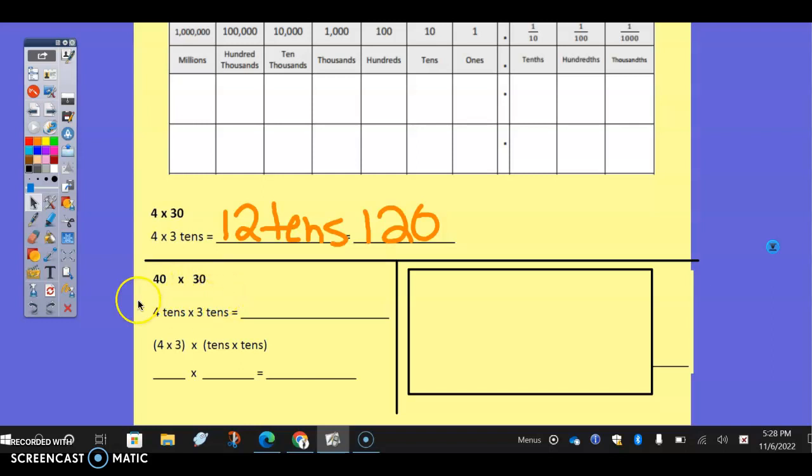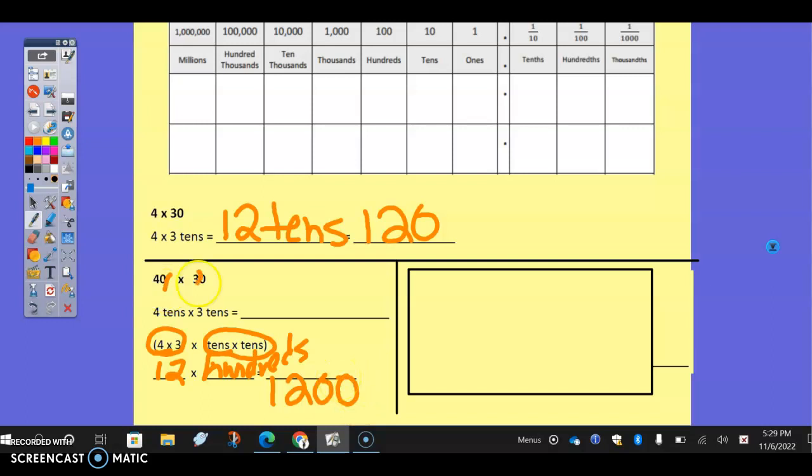40 times 30. Well, that's 4 tens times 3 tens. Again, that is going to be 4 times 3, and tens times tens. What that's going to look like is 4 times 3 is 12. 10 times 10 is 100. So this is going to become hundreds. And that's going to equal 1,200.